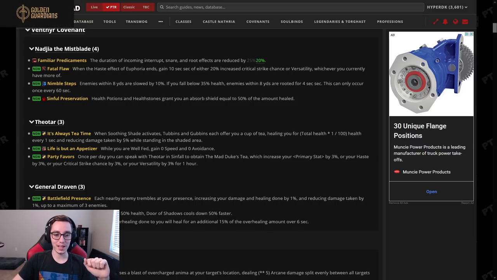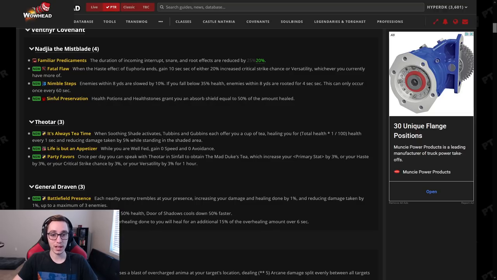So once per day, you can speak with Theotar and Sinfall to obtain the Mad Duke's Tea, which increases your primary stat by 3%, or your haste by 3%, or your crit by 3%, or your versatility by 3% for 1 hour. So you only get the last row bonus for 1 hour every single day. That makes Theotar, in my eyes, significantly weaker.